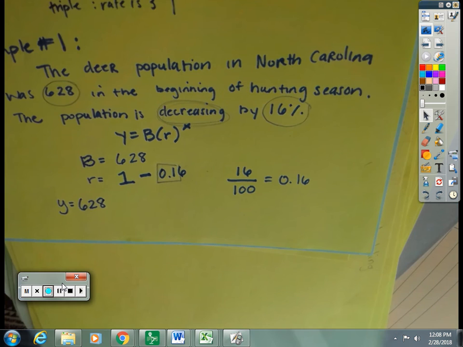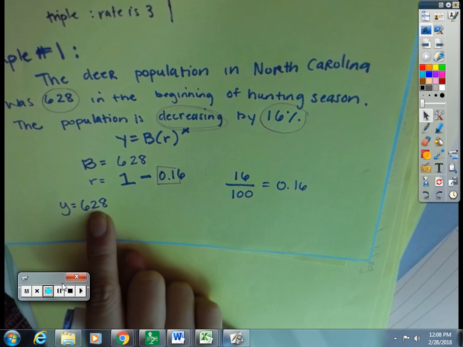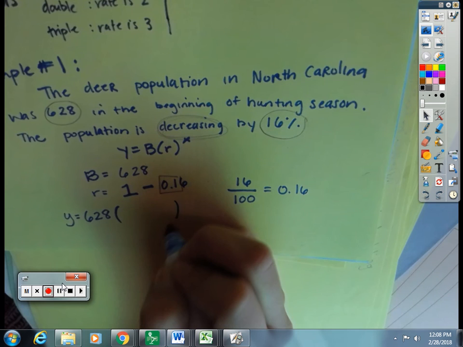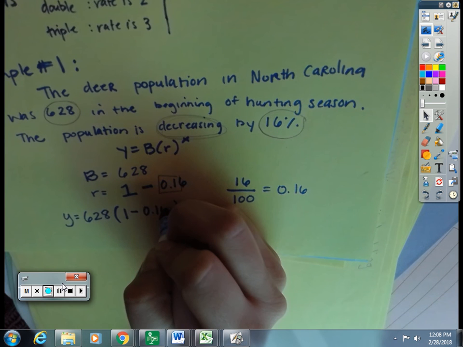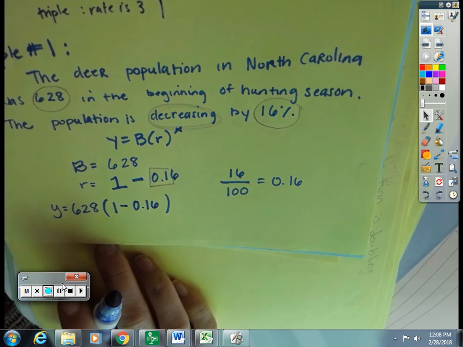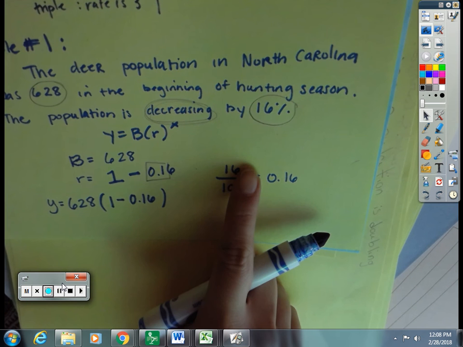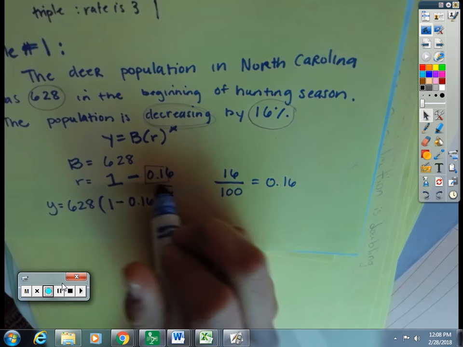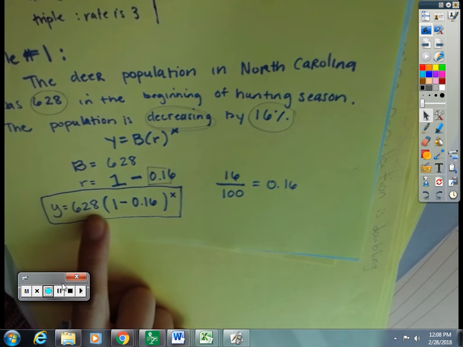Alright. My beginning is 628. Then, next to that, in parentheses, goes my rate. So, in this problem, it's 1 minus 0.16. I got the 0.16 when I divided 16 by 100, and then I put my exponent. That is how I got my equation. My beginning, it's decreasing, so I put 1 minus, and then the decimal.